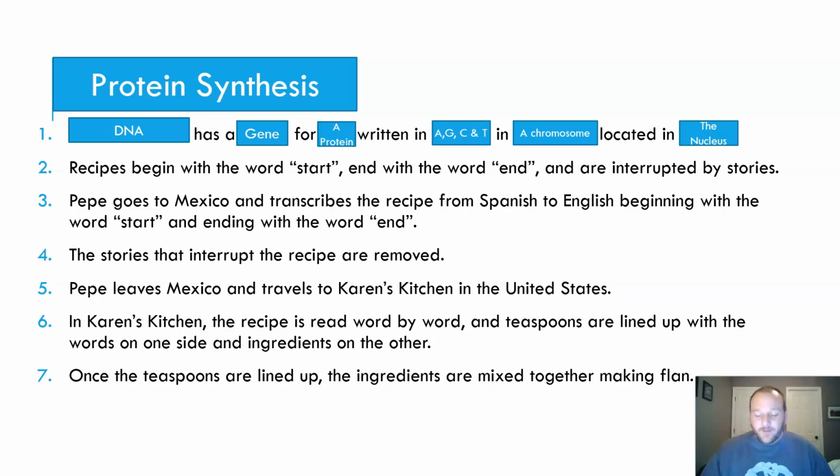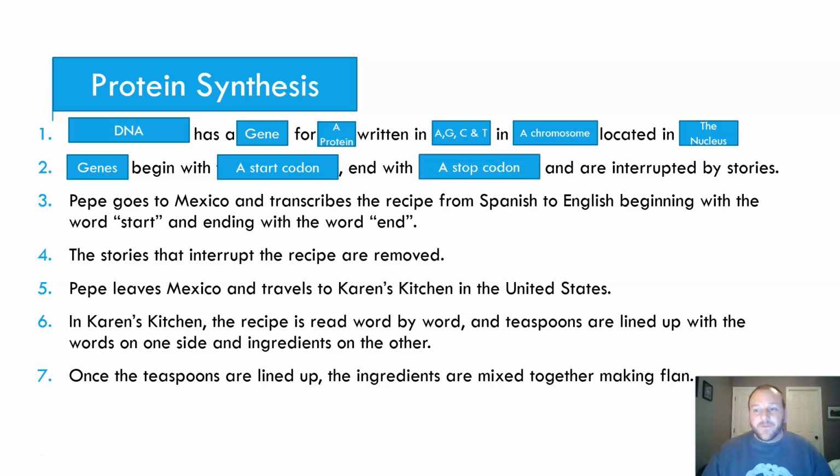Recipes, again, what is a recipe? A recipe is a gene, begins with the word start, and again, in DNA, this is literally true. They begin with what we call a start codon, which is 3 letters of DNA that literally means start in transcription. And they end with a stop codon, or the word stop. And then they are interrupted by these random stories. We call those random stories introns.